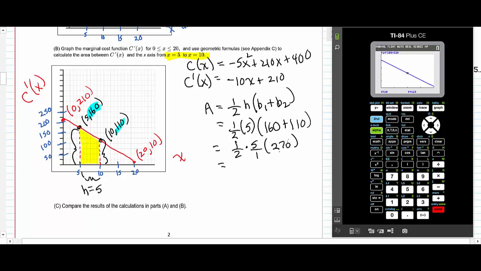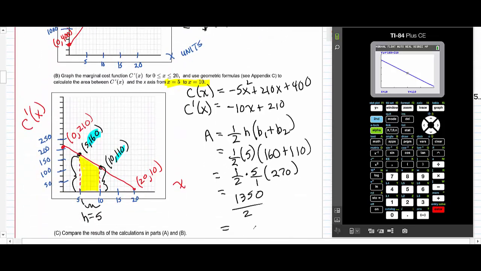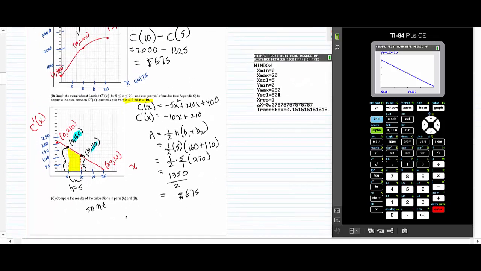Okay, all right, then we can do that. You could actually just multiply straight across on that. If you do 5 times 270, this is one way to do that, you get 1350 all over 2. We do that, and we got the same answer, 675. That's what I wanted you to see. So the answer to C is they are the same. Okay, that's the idea.